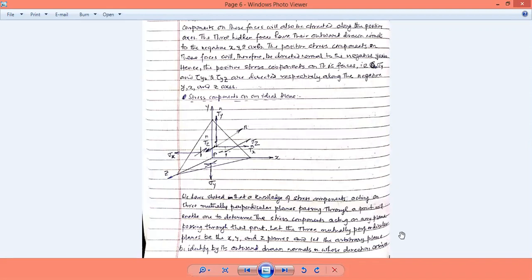Yesterday, I discussed Cauchy's theorem. I would like to recapitulate it once again because it is a very critical and difficult subject. Let me explain it again and again because I have to use it everywhere. Now, what is this stress? This theorem, Cauchy's theorem, tells us the stress components on an ideal plane. What does this mean?